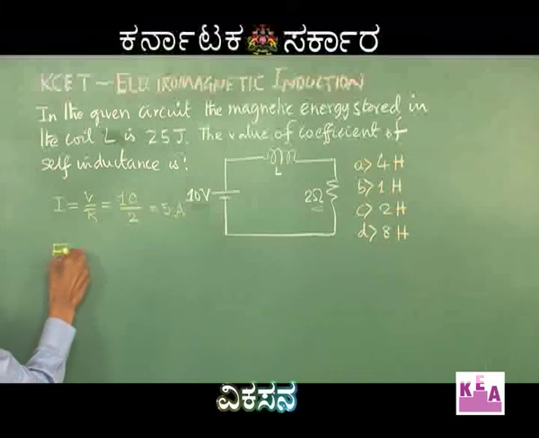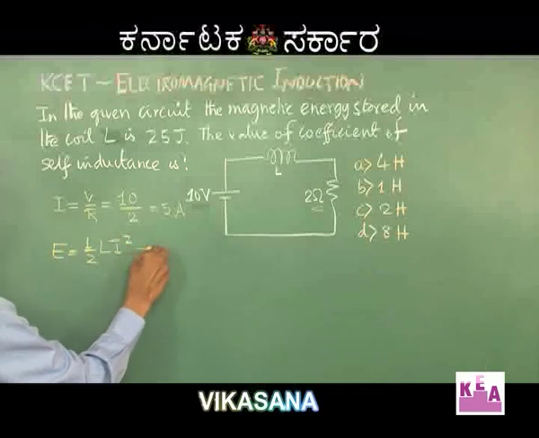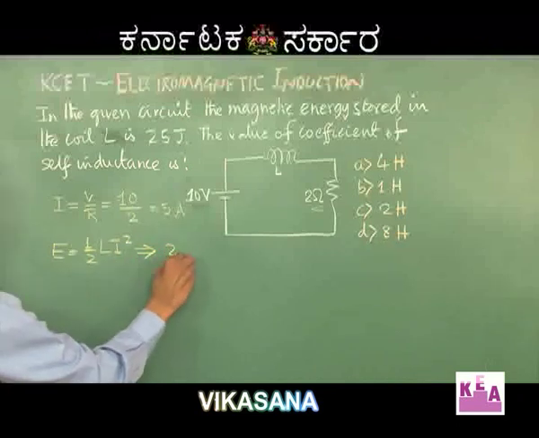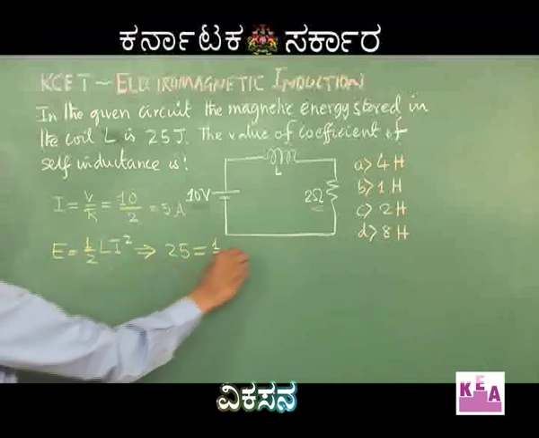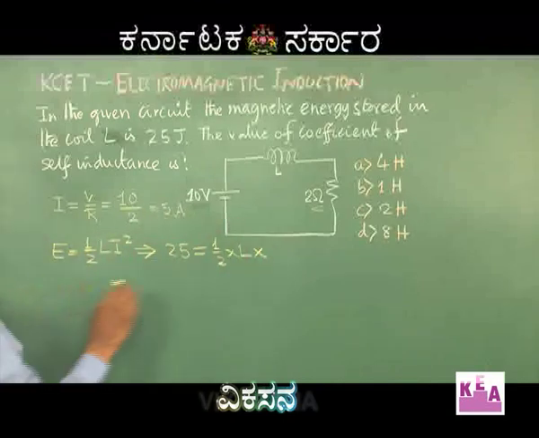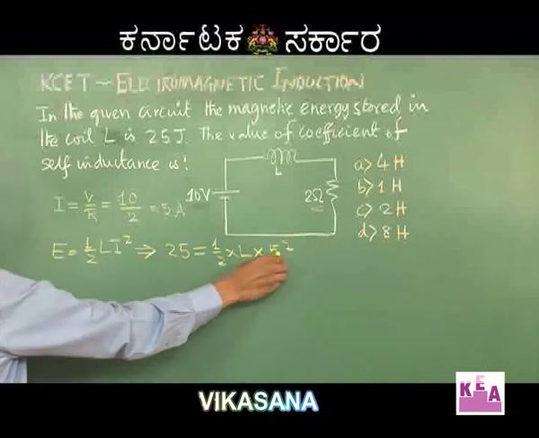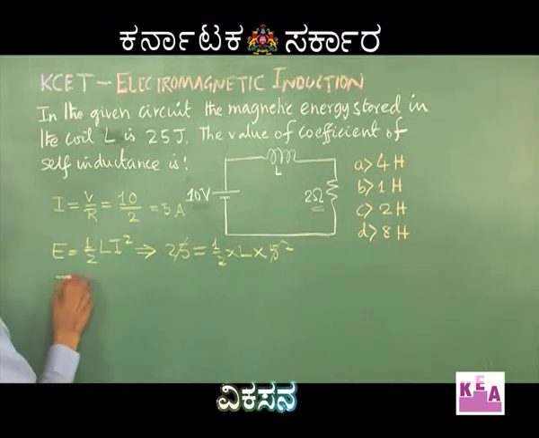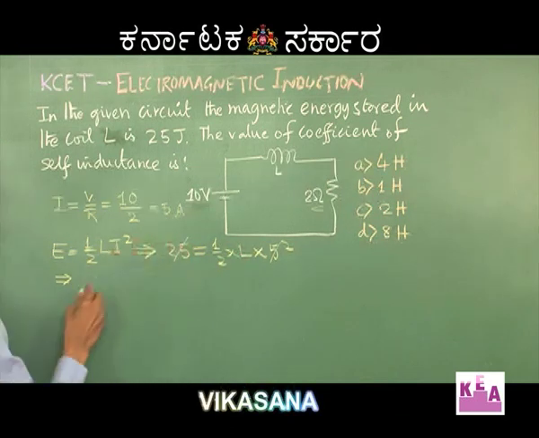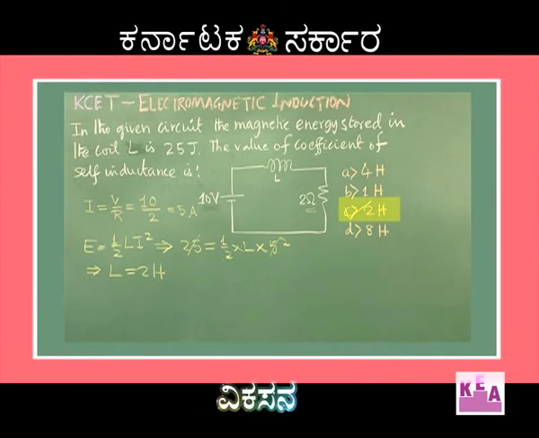The energy stored in the coil E is given by half Li square, which implies E, that is 25, is equal to half into L, value is unknown, into I square, I is 5 square. This 5 square is 25, there is a 25 here, I can cancel these two 25s. Therefore, I get L by 2 equals 1, that implies L is equal to 2 Henry. The answer is option C, 2 Henry.